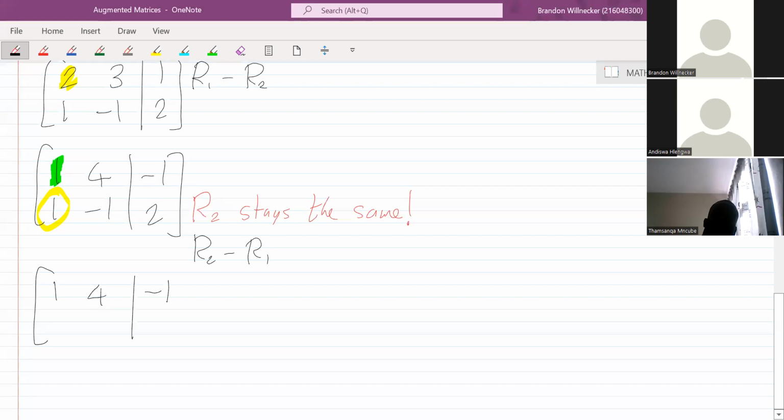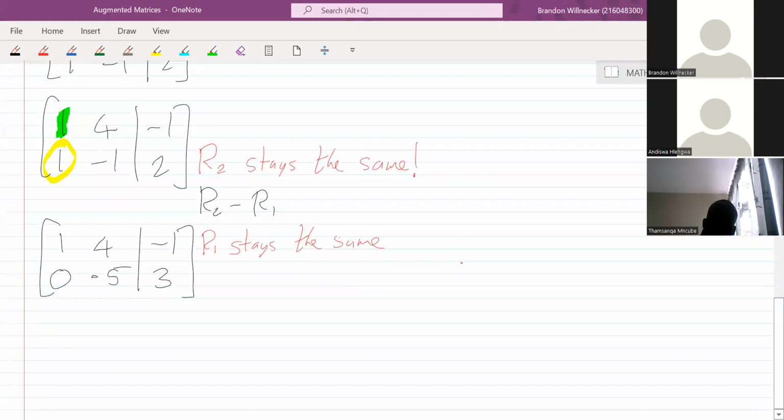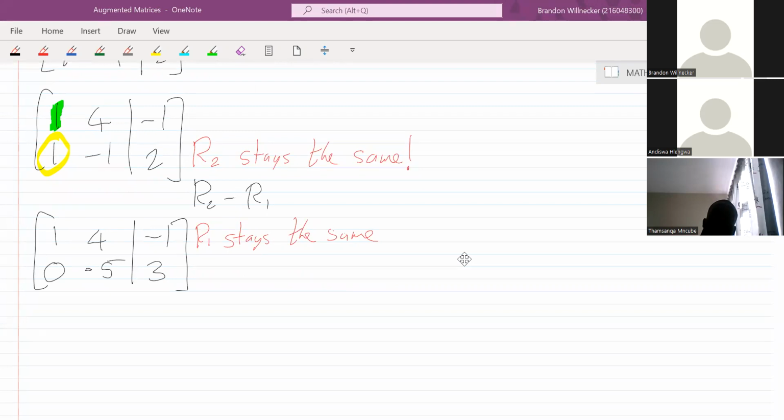1, 4, minus 1. Okay, so 1 minus 1, that's going to be a 0. Minus 1 minus 4, that's going to be a minus 5. And 2 minus 1, that's 2 plus 1, that's going to be a 3. So notice how row 1 stayed the same because we only changed row 2. Okay, so that stayed the same. Okay, good.